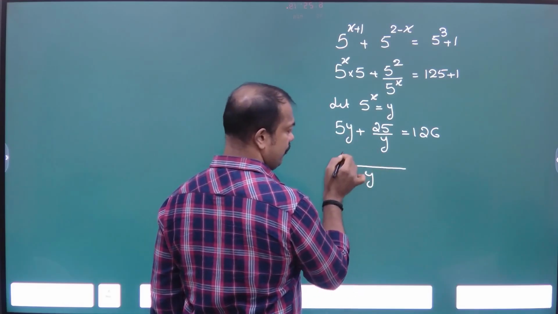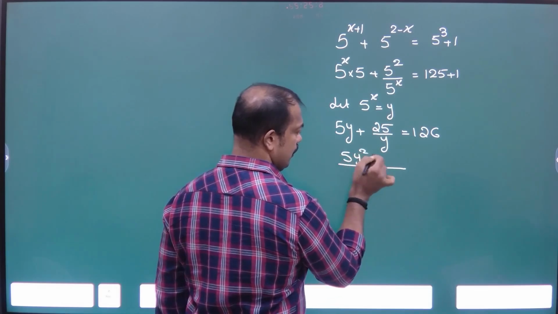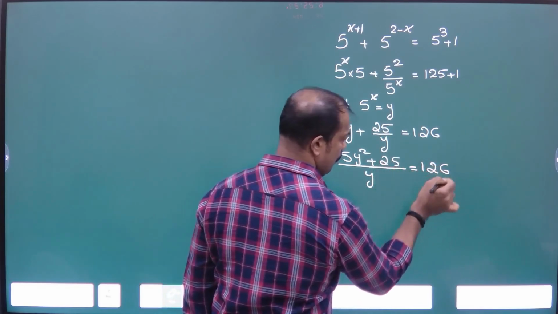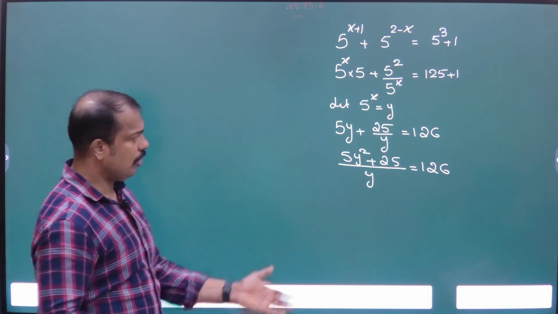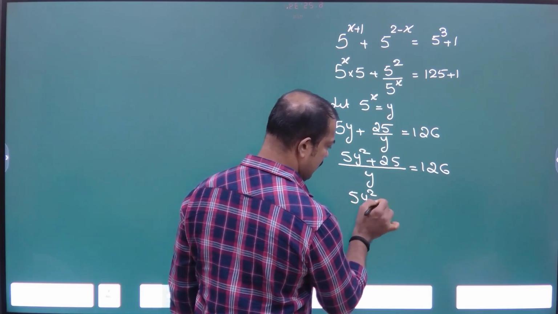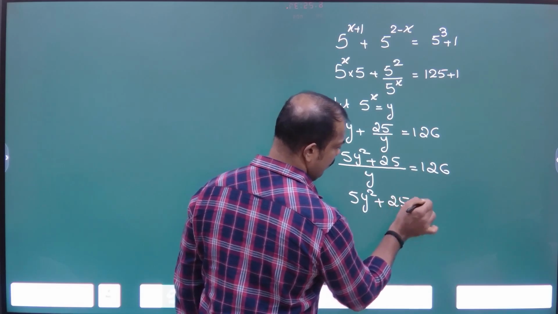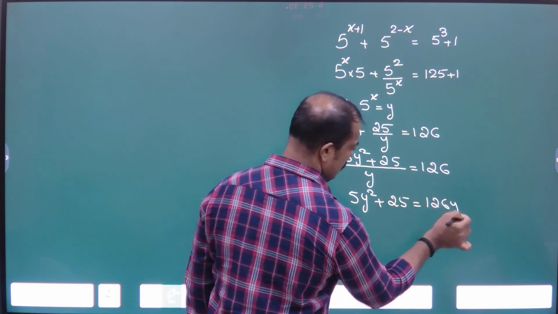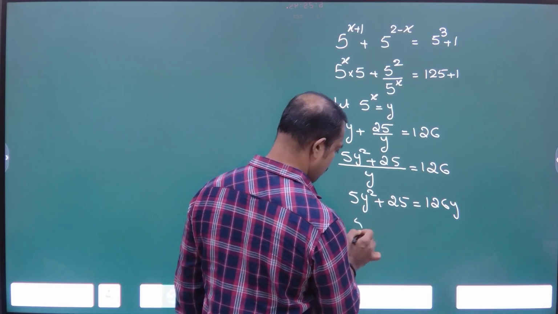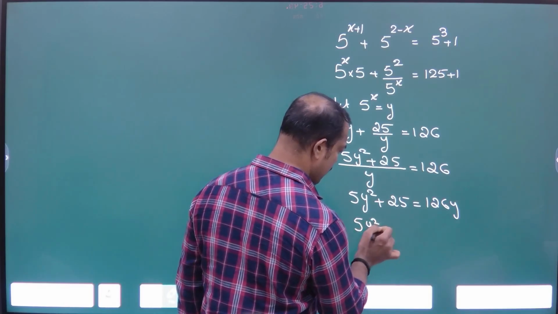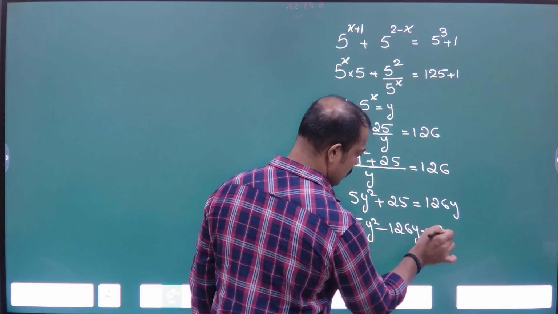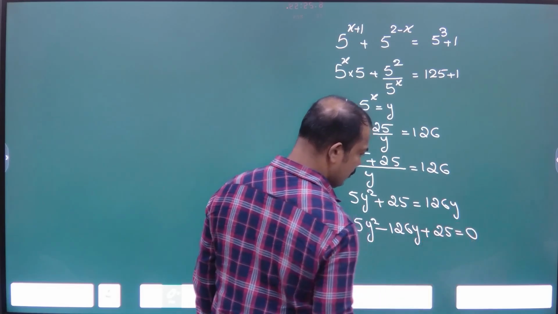Cross multiplication. 5y square plus 25 is equal to 126y. Shift all to one side. So 5y square minus 126y plus 25 is equal to 0.